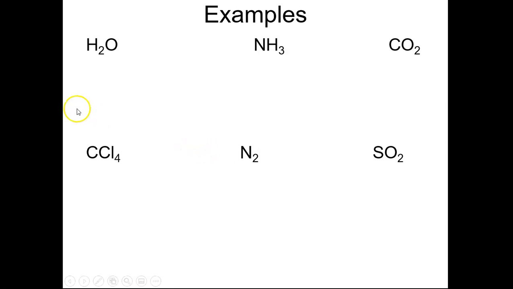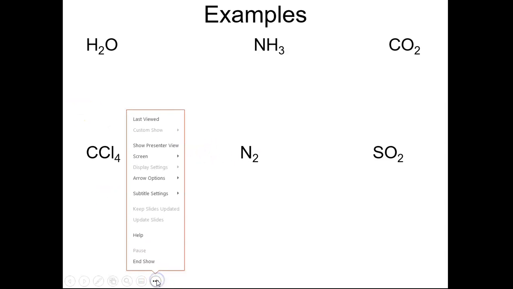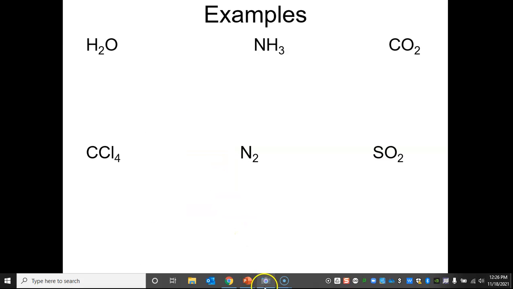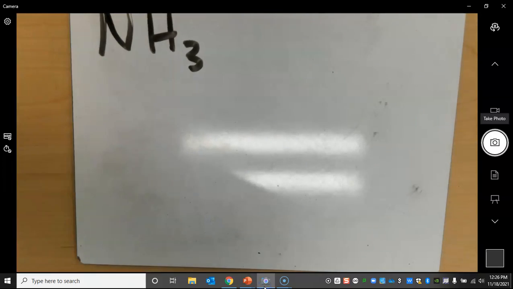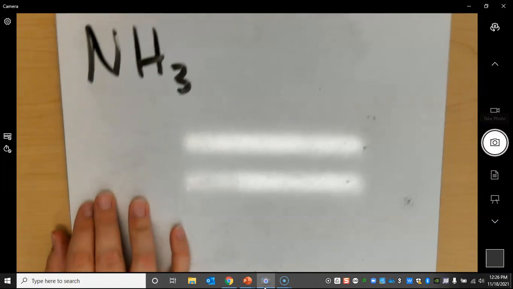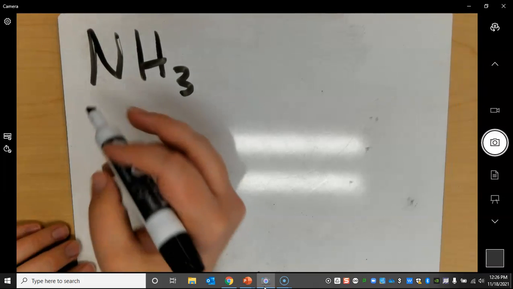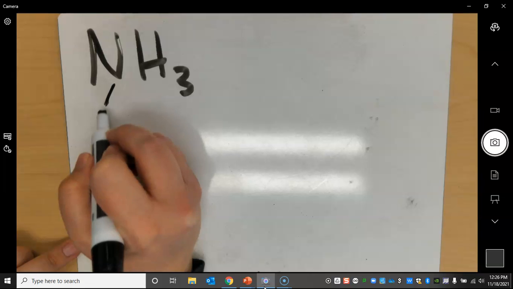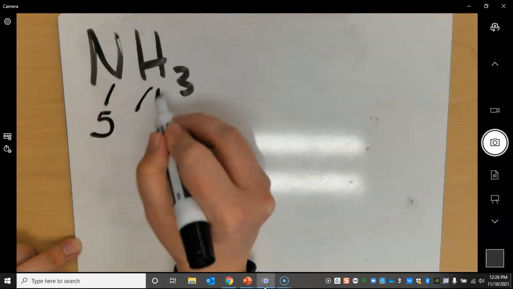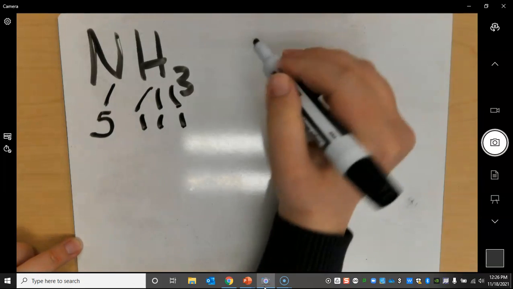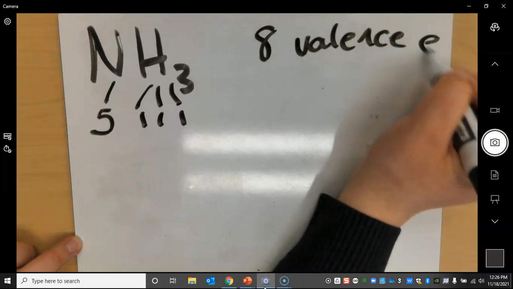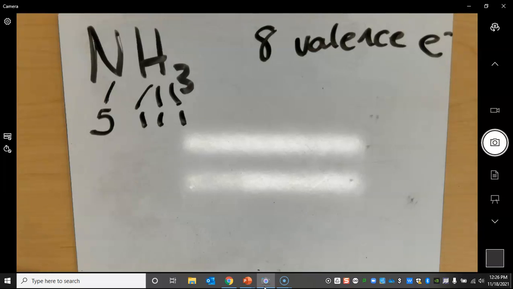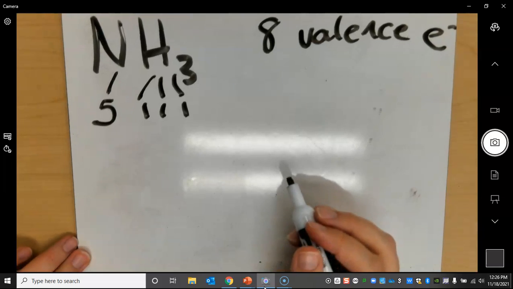Let's do ammonia, NH3, and carbon dioxide so that we can just see a couple other examples. All right, so let's try ammonia. So first step always is to count the valence electrons. So nitrogen has 5, each hydrogen has 1. So again, I have a total of 8 valence electrons. Now, just so you know, it's not always going to be 8. The first 2 happen to be, but that's certainly not always going to be the case.